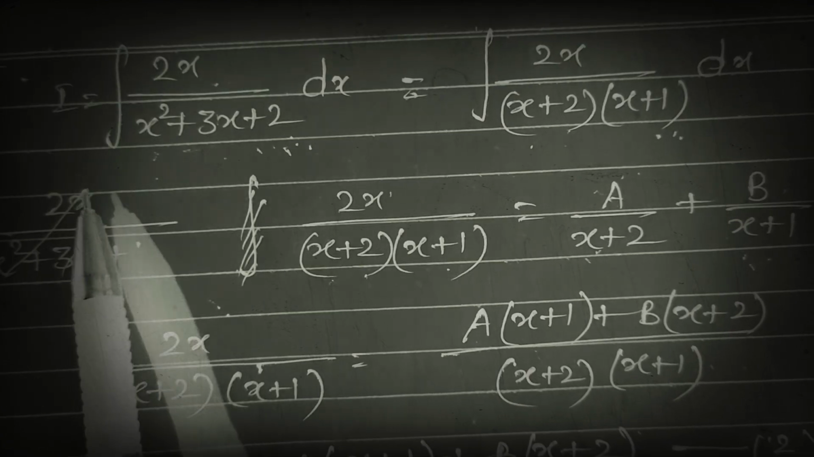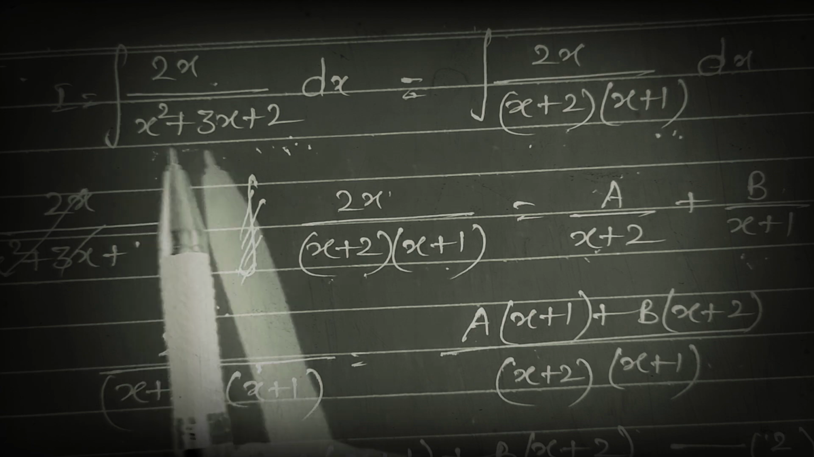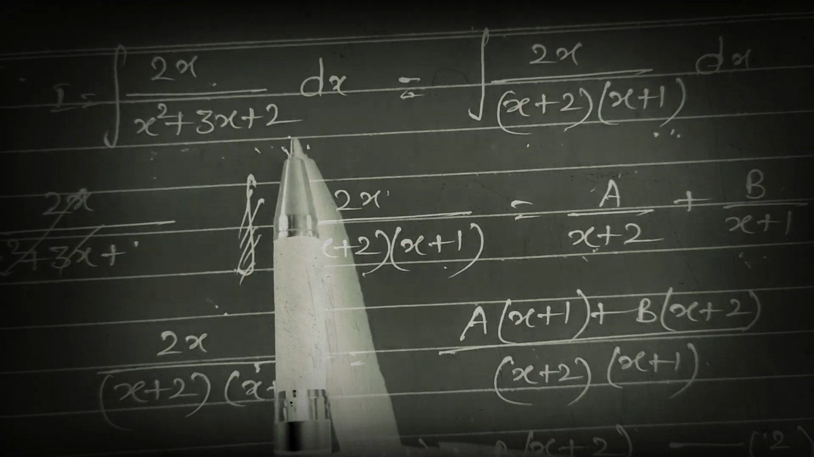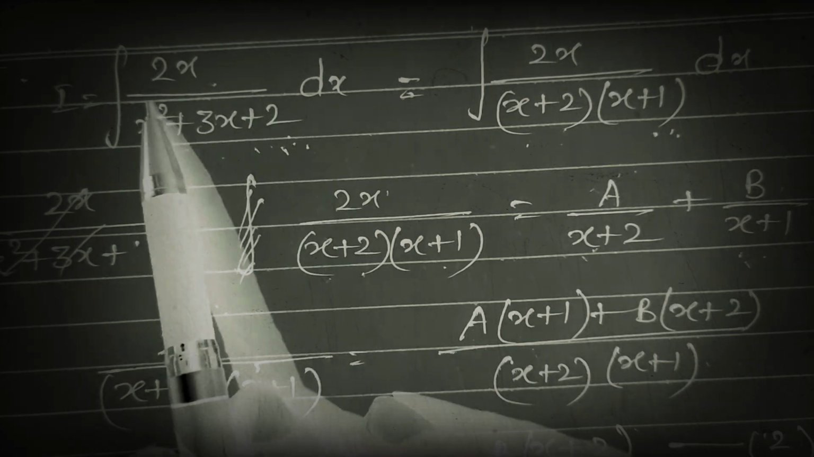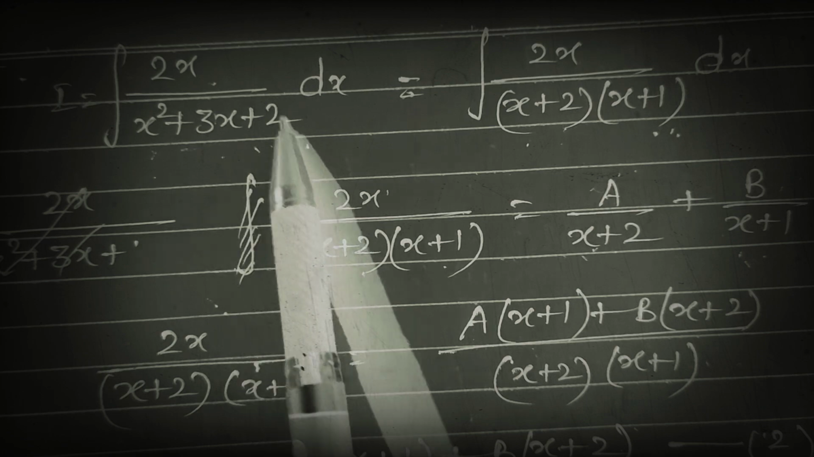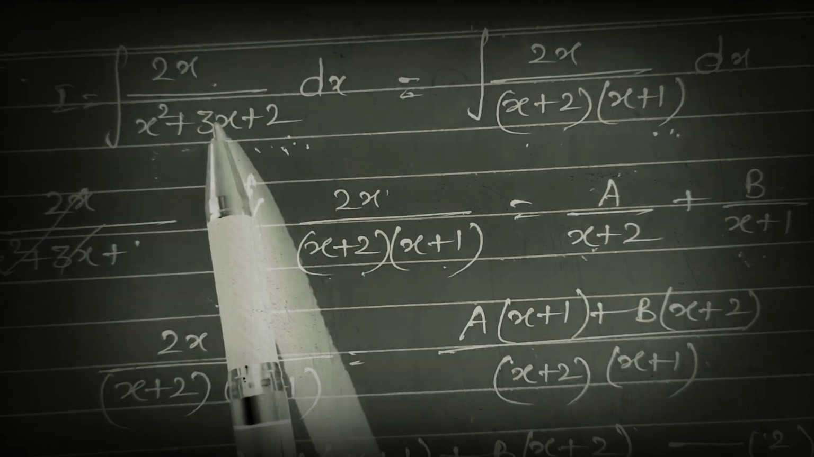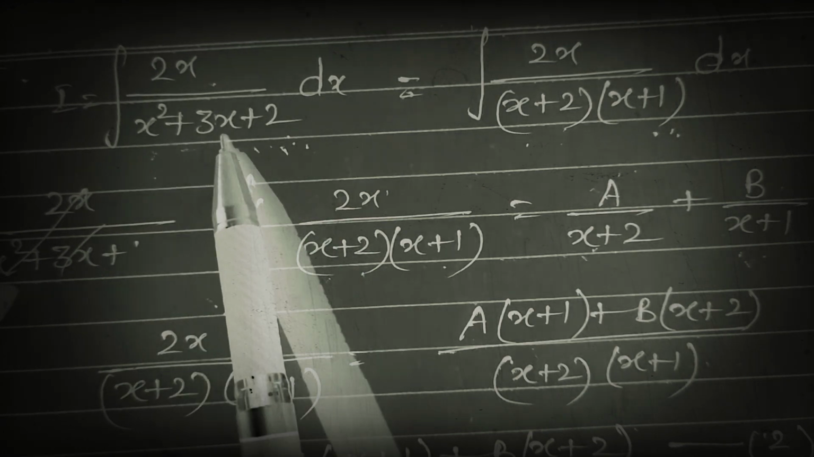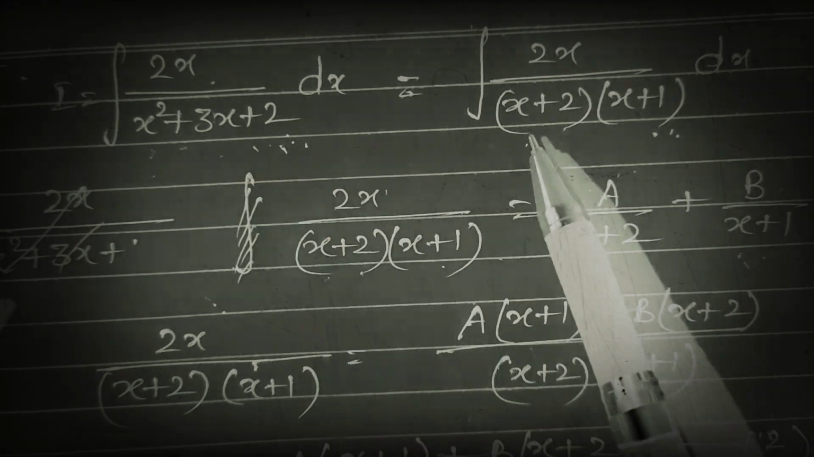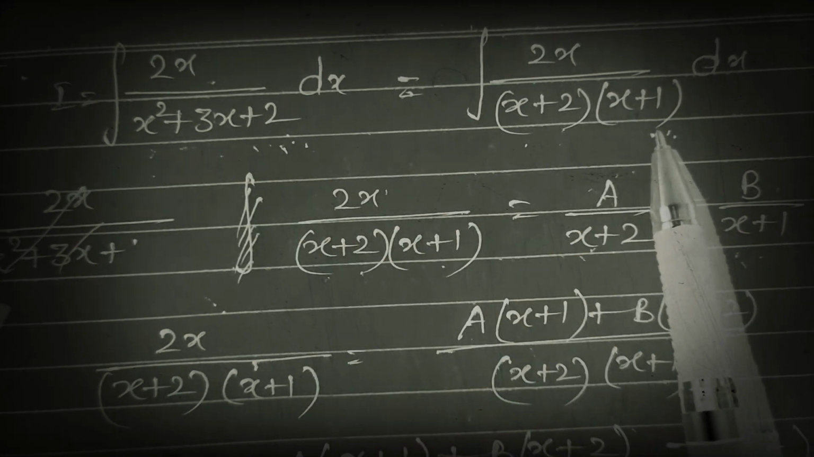Now come to fifth question. This is same as first question. Same as first type. 2x upon x square plus 3x plus 2. Here quadratic polynomial is given. Here linear. Now we can make the factors of this by splitting the middle term x square plus 3x plus 2. Then factors are x plus 2 into x plus 1.